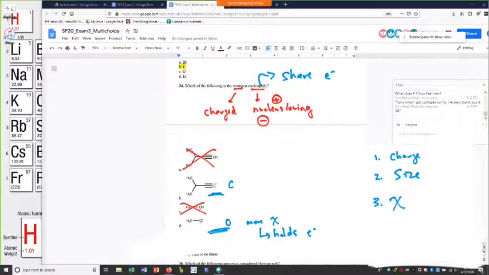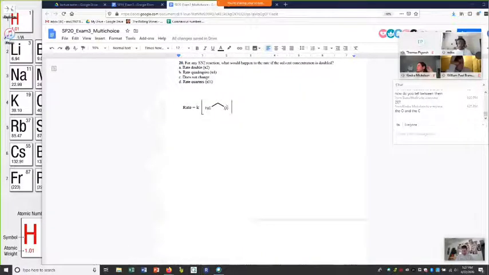Questions on that one? So 5025. For a reaction, what happens to the rate if the solvent concentration is doubled? There's a couple reasons why this question becomes tricky. It is also an incredibly common question.